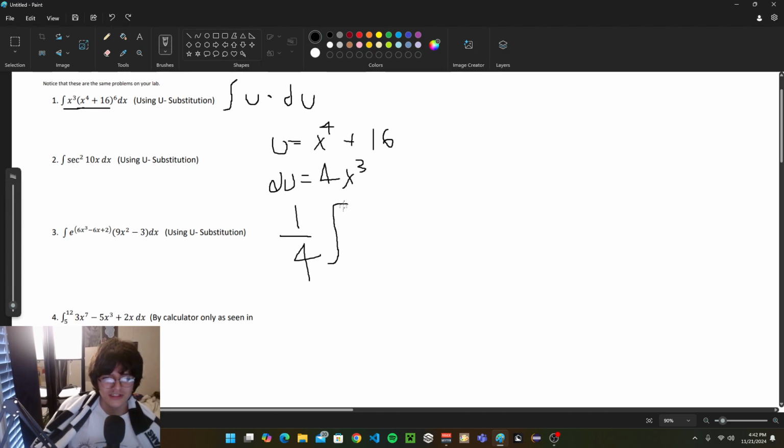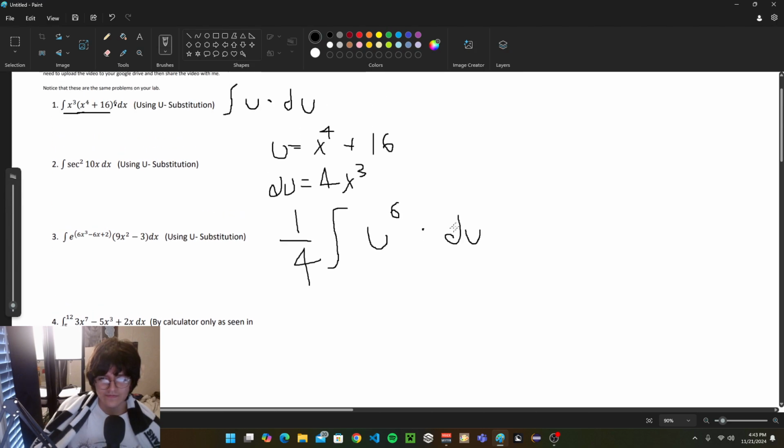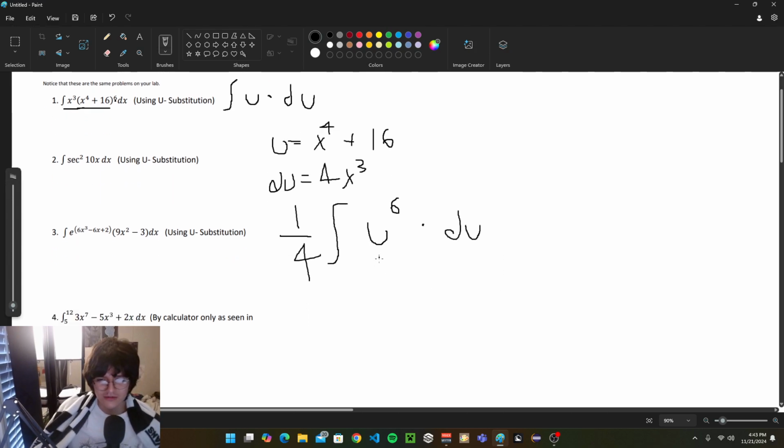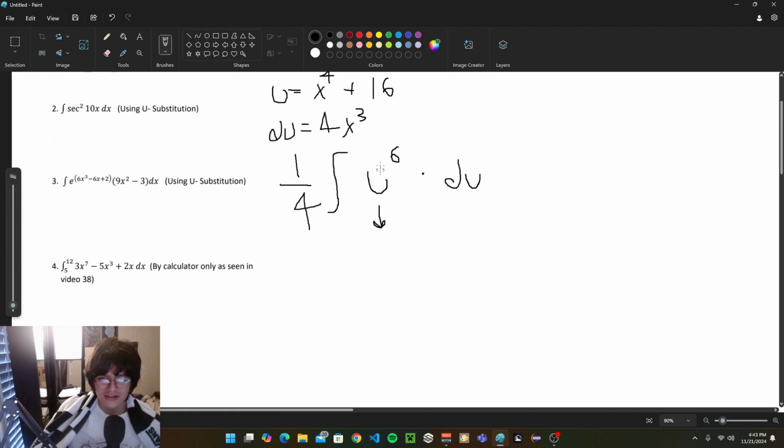So it'll be 1/4 times the integral of u to the power of 6 times du. Now this will work. This is like the original function if we were to plug everything in. So if you want to find the antiderivative using u substitution, it's u to the power of 7 over 7 plus c, and this is all being multiplied by 1/4.